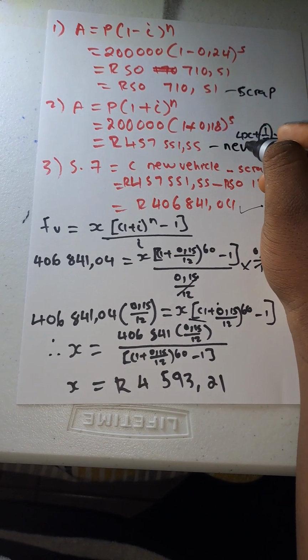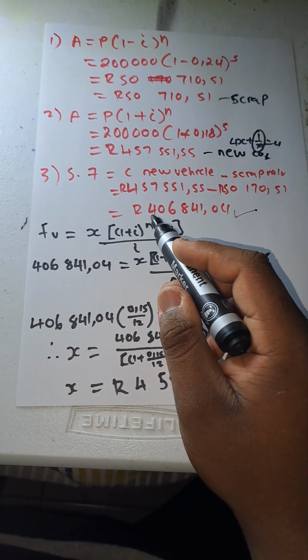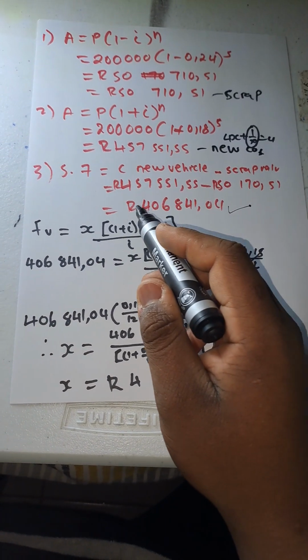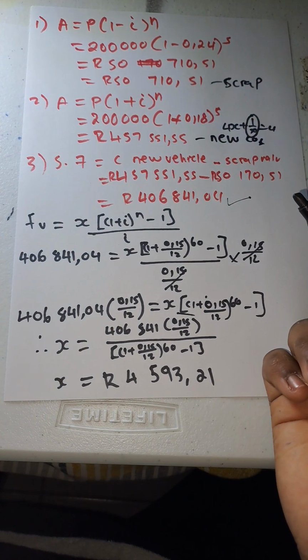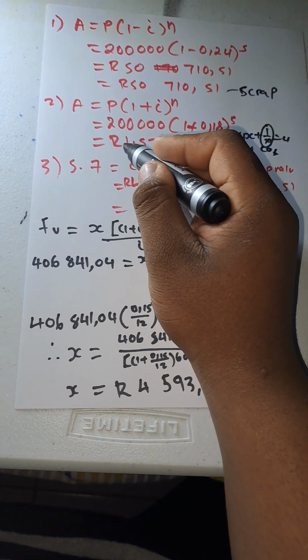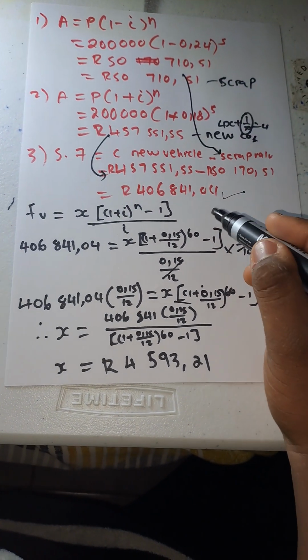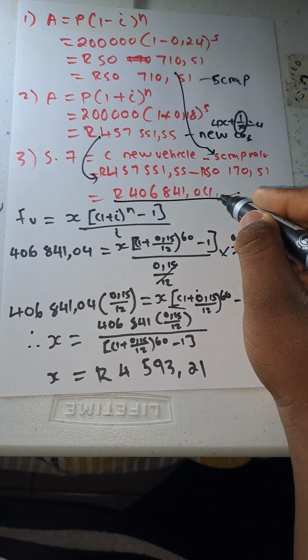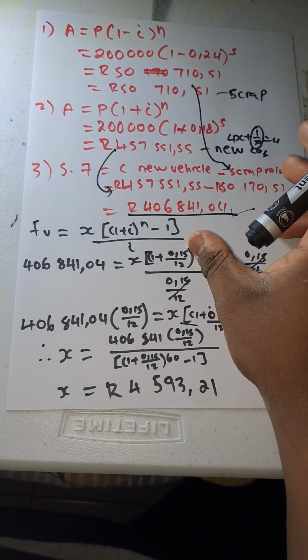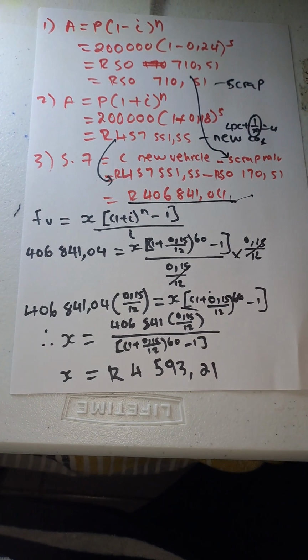So it is the new cost. And then the third question, they asked us to calculate the sinking fund. Remember, sinking fund is the new vehicle minus scrap value. So the new vehicle and scrap value come there. This is the amount that this guy is expected to have in the future, so he must save this money each and every month.